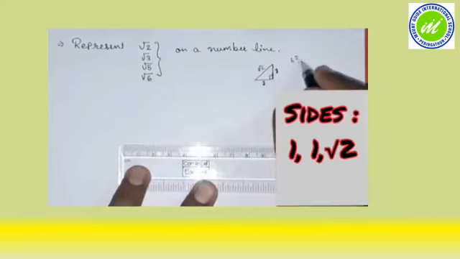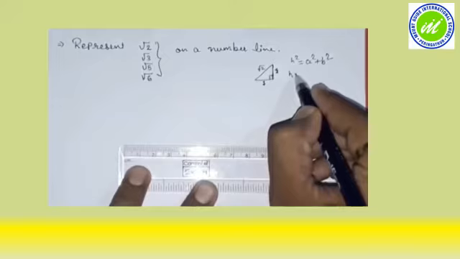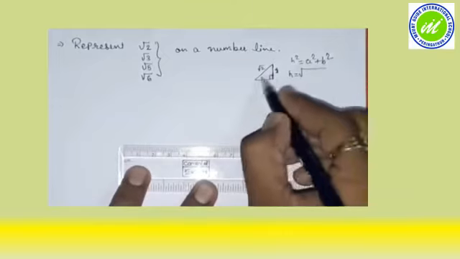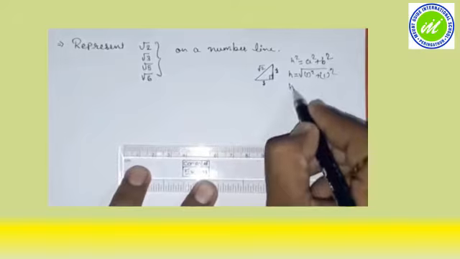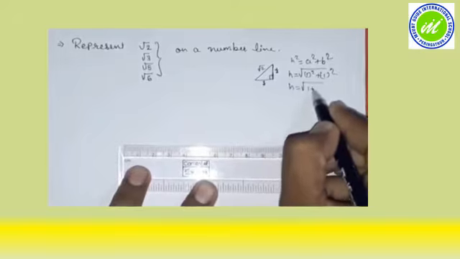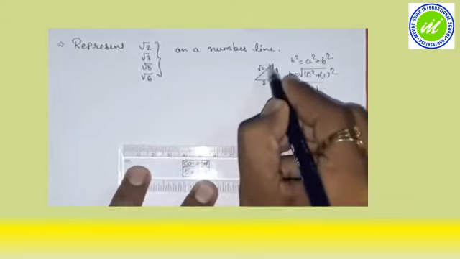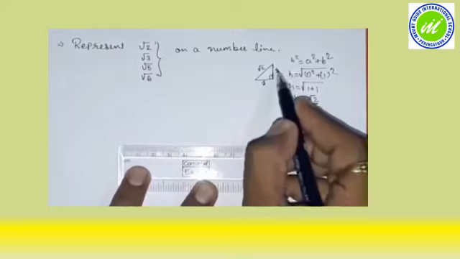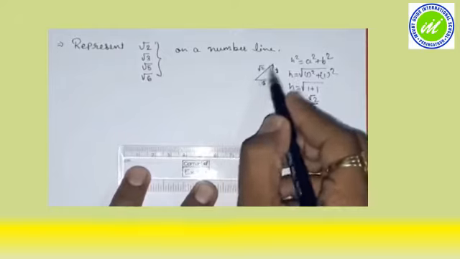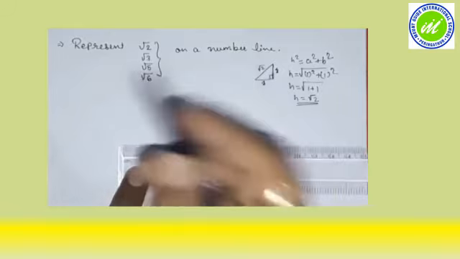Again, I am writing it here. h square is equal to a square plus b square. So directly h will be equal to under root a square, that is 1 square plus 1 square, that is h is equal to 1 plus 1. h will be equal to root 2. So this will be root 2. Now we know that if we are taking this base as 1 and height as 1, we are getting the hypotenuse as root 2. Now we are going to represent this on our number line.